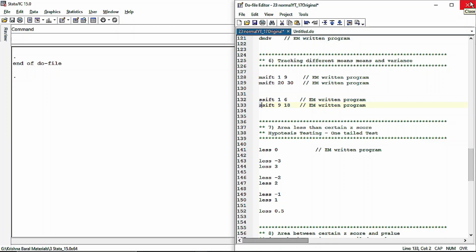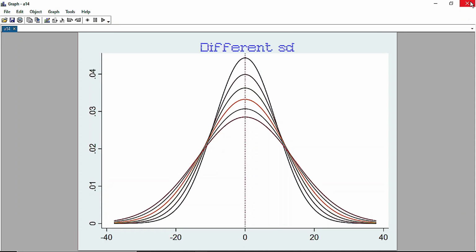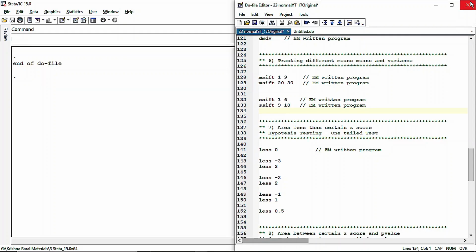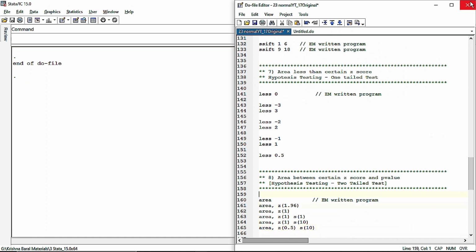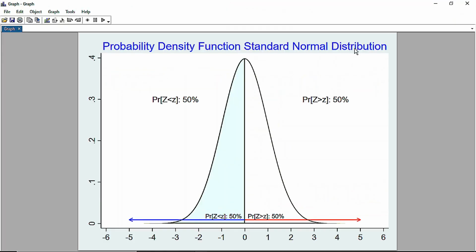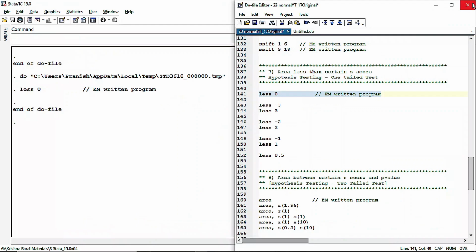This time let us change the variance from 9 to 18. Now let us see this function called less, the program that we have written. This will give the area for the less than this parameter, and we will use this in order to test the one-tail hypothesis in our other video. So less than 0, we get the area. They are symmetric, 50%. Less than 0 is 50%, so the greater than 0 is again 50%.